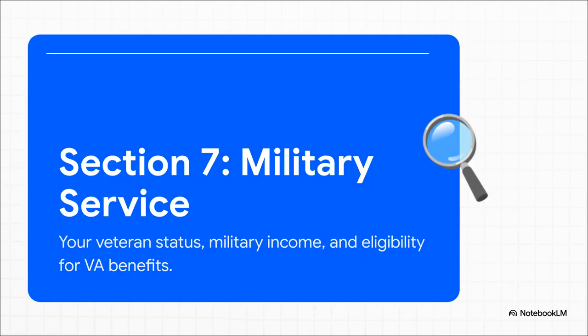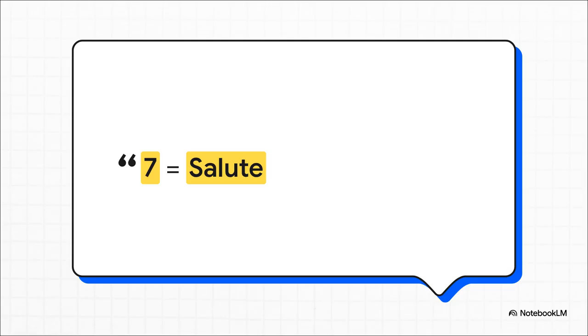All right, we're nearing the end of our map. Section 7 is a quick but super important one, especially for our military members. This is where you declare if you're a veteran, which is how they determine if you're eligible for a VA loan and its awesome benefits. And the memory aid for this is perfect. 7 equals salute. It's a simple, visual way to connect this section to its purpose, documenting military service.